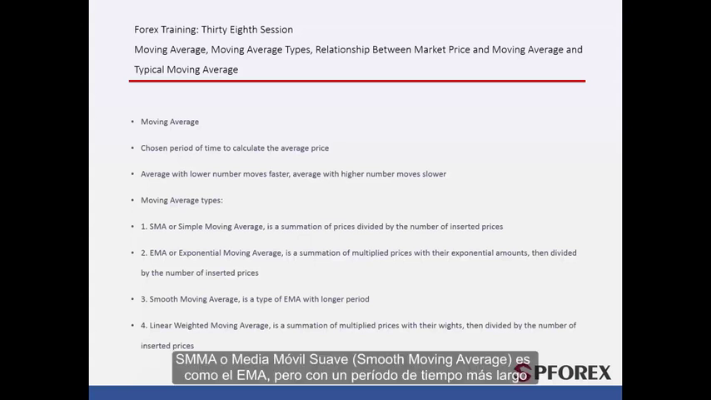SMMA, or smooth moving average, is like EMA, but with a longer period of time. Due to a longer period, SMMA has more gentle movement than the EMA.